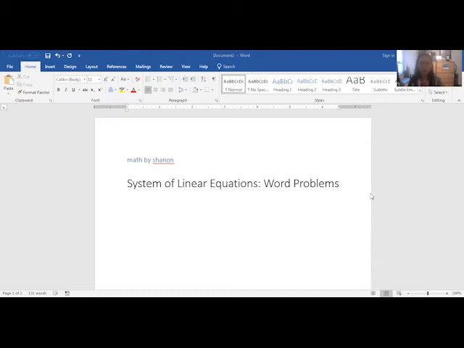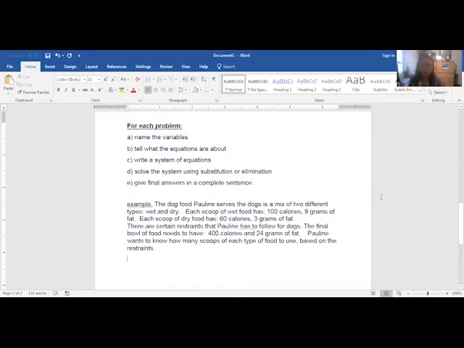Today we're going to talk about systems of linear equations dealing with word problems. For each problem, we're being asked to name the variables, tell what the equations are about, write a system of equations, solve the system using either substitution or elimination, and give the final answers in a complete sentence. This is about translating from English into math, performing the math, and then translating our answer back into English.